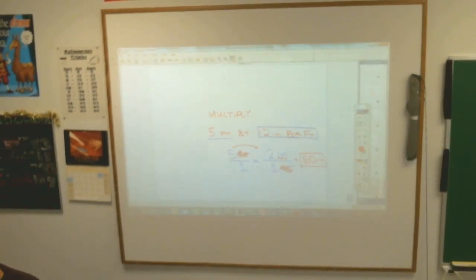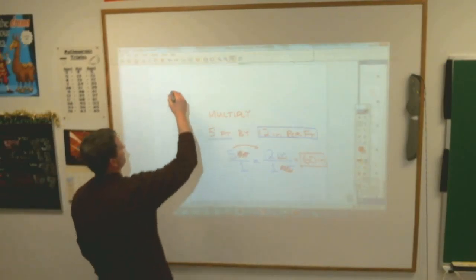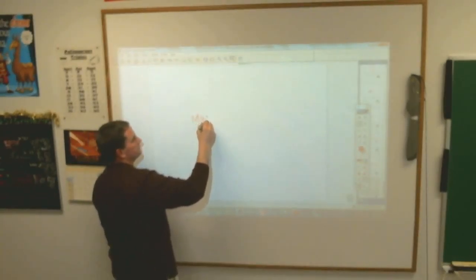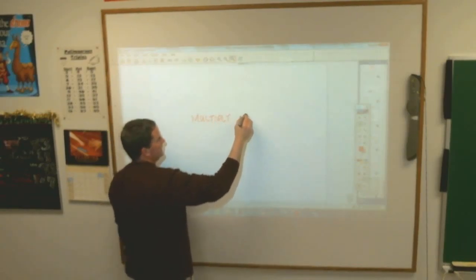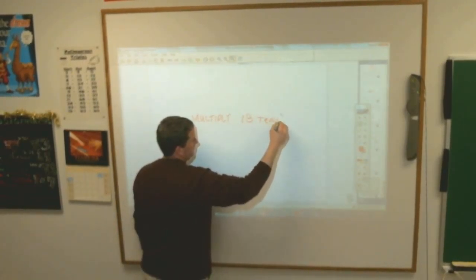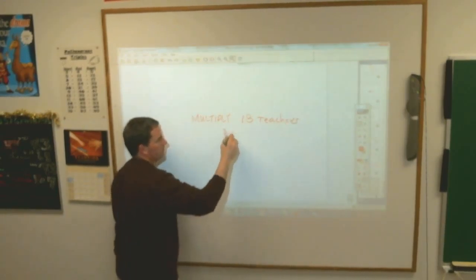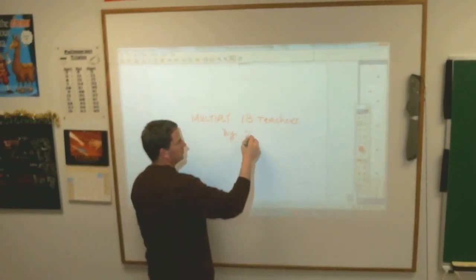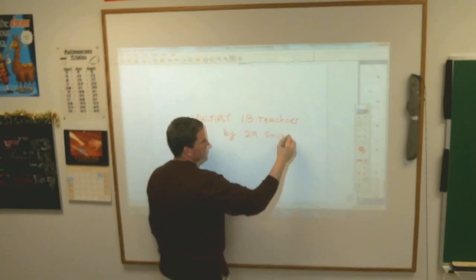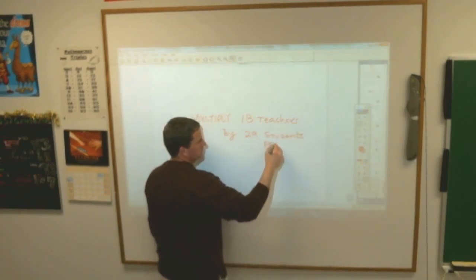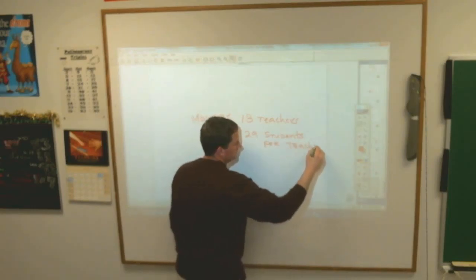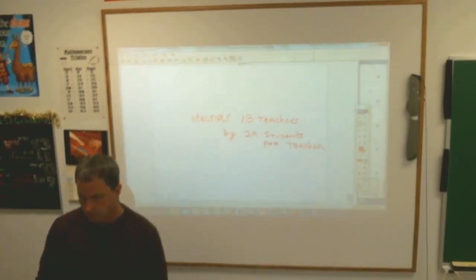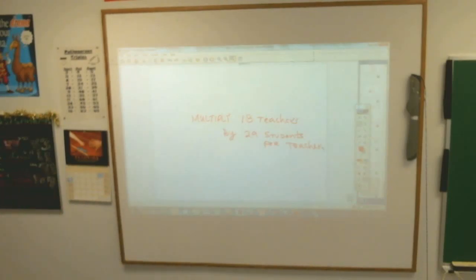You are ready, children, for me to give you one here. How about this? Multiply 18 teachers by 29 students per teacher. Multiply 18 teachers by, what did I say, 29 students per teacher. See if you can at least make some sort of heads or tails out of that.